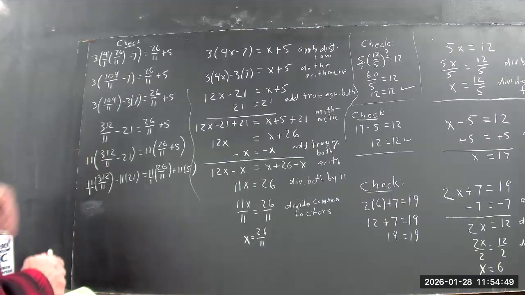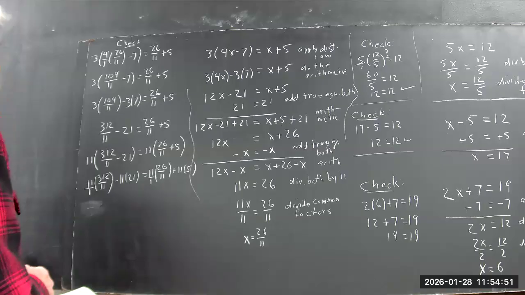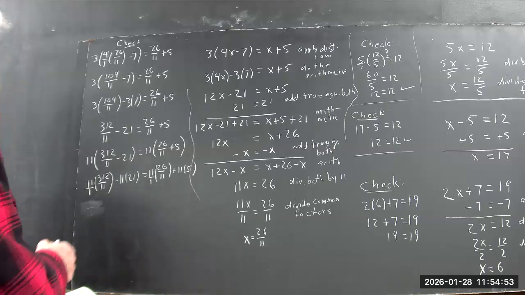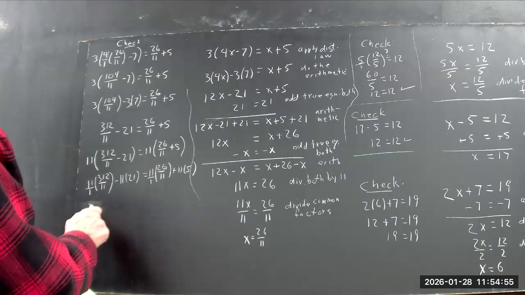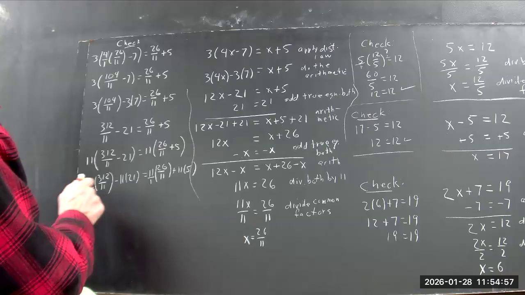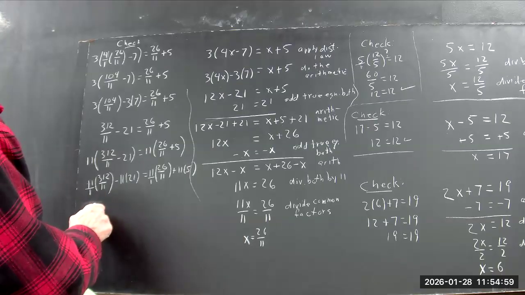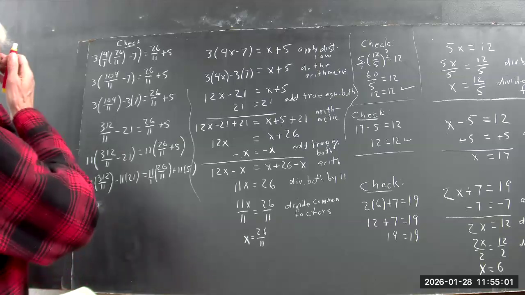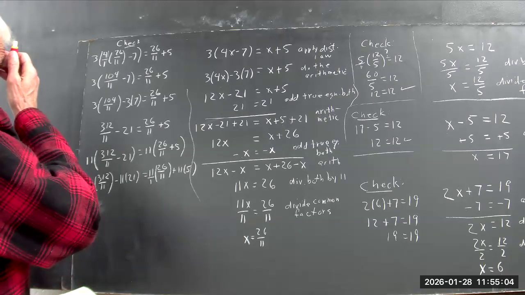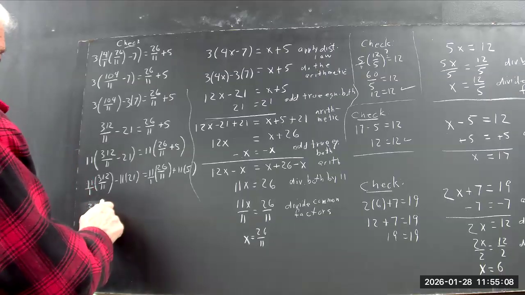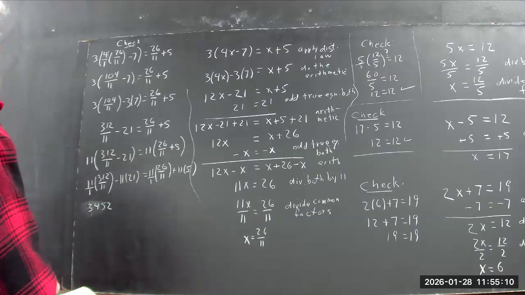Now, 11 times 312, well, everybody knows that's 3,120 plus 312, which should be 3,400. Okay, 3,120. We had 300. We get 3,420. So that's going to be 3,452. If I've got it right.